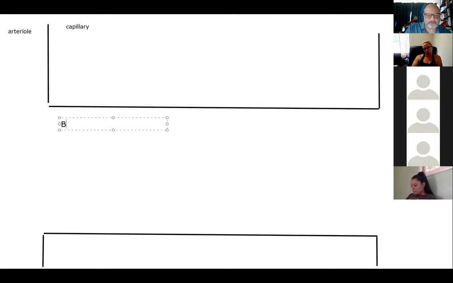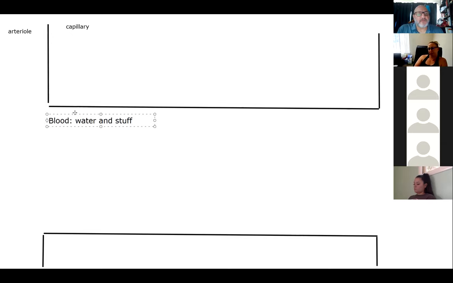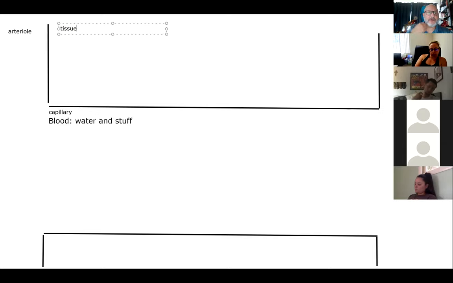All right, excellent. And we know that this is going to contain inside of it blood. And blood is technically made out of water and stuff, right? Excellent. This goes here to remind us that this is the capillary that is filled with water and stuff. So what is all of this that surrounds the capillary? It could be an organ. Basically what it is going to be is some type of tissue that is going to surround that capillary.